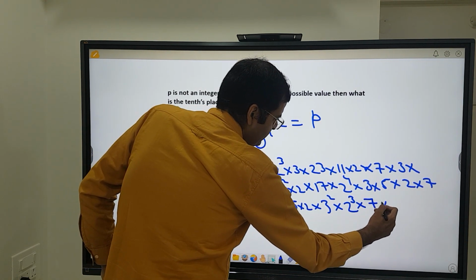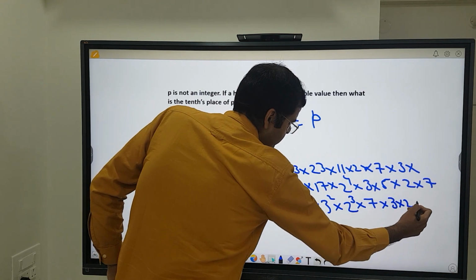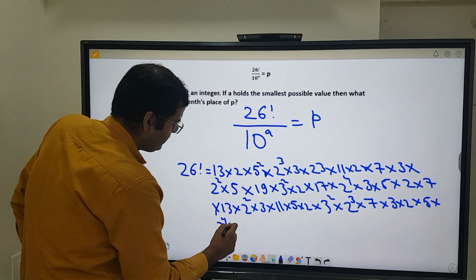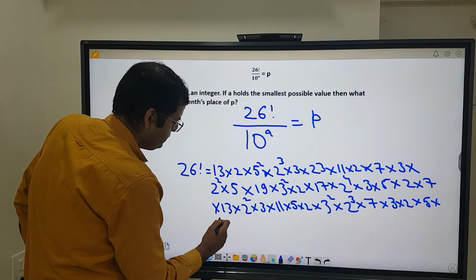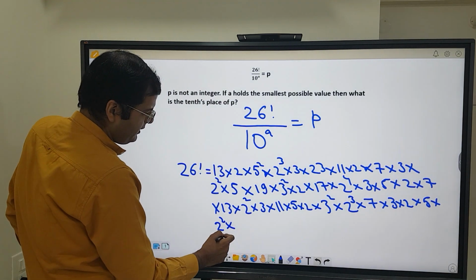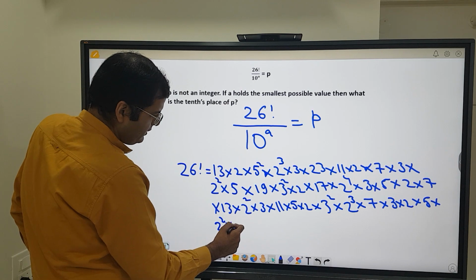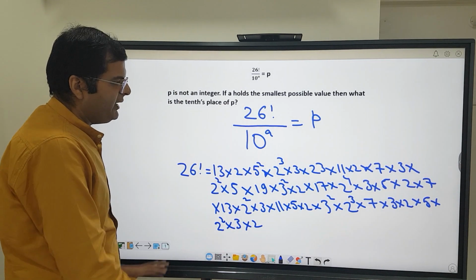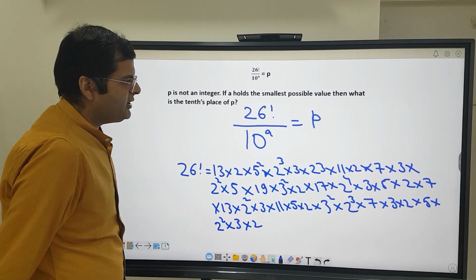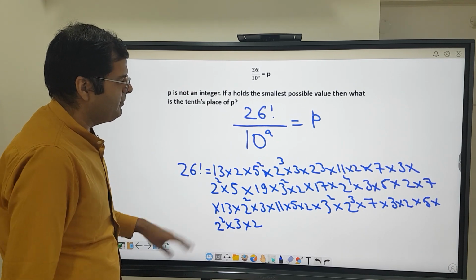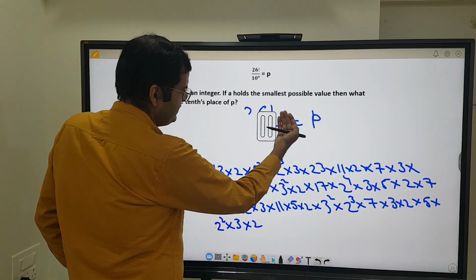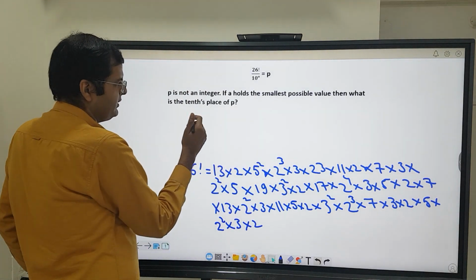Then it is 7. 6 is 3 into 2. Then it is 5. Multiplied by 4 is 2 square. Then after 2 square it is 4, after it is 3, and then 2. So I have basically mentioned all the prime factors of 26 factorial. So now I'll rub this off at the top and write the prime factorization of 26 factorial.